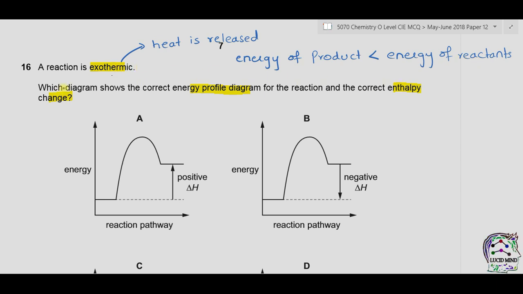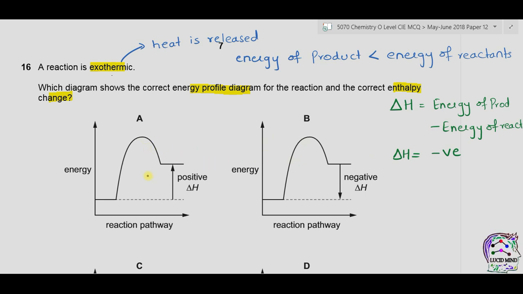Second thing is enthalpy change. For exothermic reaction, enthalpy change, which is delta H, it is measured by using energy of product minus energy of reactants. Now as we can see that the energy of product is always less than the energy of reactants in exothermic reaction, so therefore delta H is always negative.